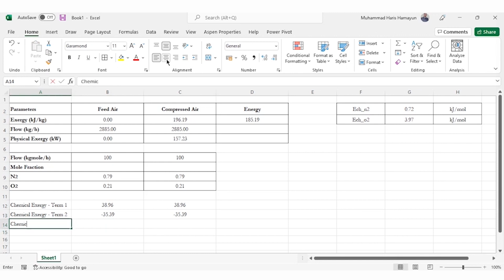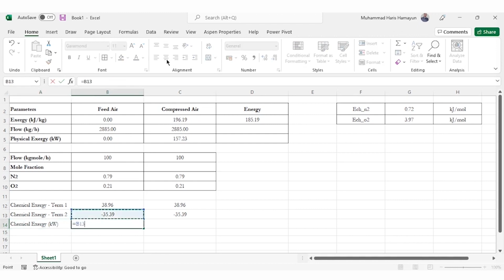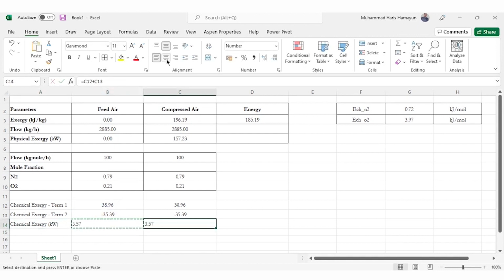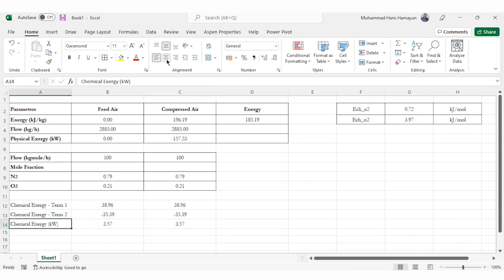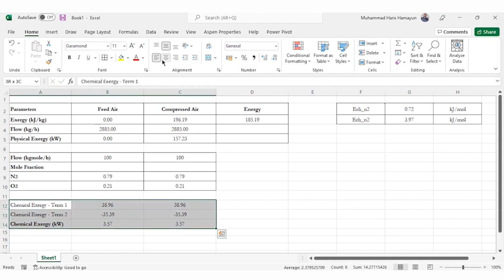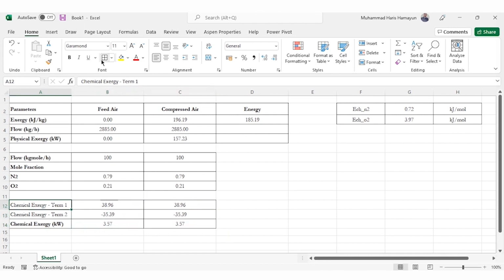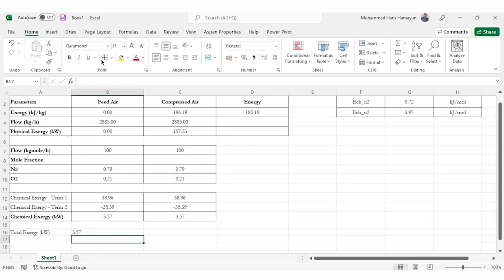So now we have to calculate the chemical exergy in kilowatt, and if you can see, chemical exergy in kilowatt is adding these two terms in the system. So that's how the chemical exergy is calculated for a compression system, or for a stream of a compressor system as well. Now we have calculated physical exergy, we have calculated chemical exergy. We have to simply add these two exergies to get our required exergy value, which is total exergy in kilowatt. But again, make sure all these exergies are in the same unit, because if these are not in the same unit, these will lead to incorrect answers.